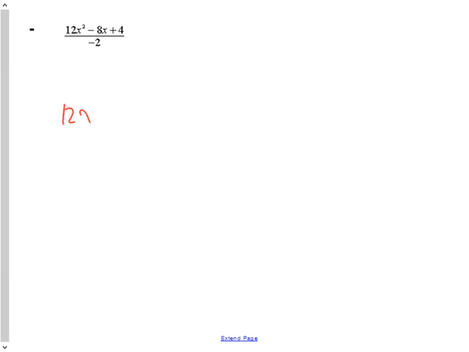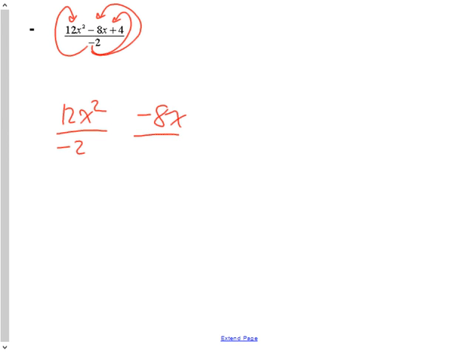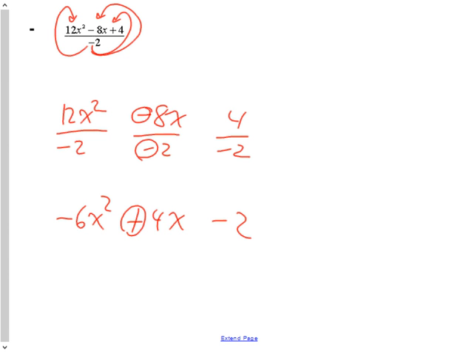Next question is a trinomial. Write each part, because each part's going to be divided by negative 2. This will be a negative 6x squared. This will be a positive 4x. So this will be a negative 2. I did that without showing you the cross, but I think you can figure it out yourself. So the answer for this one is negative 6x squared. And don't forget it's a plus because a negative divided by a negative is a positive. Plus 4x minus 2.